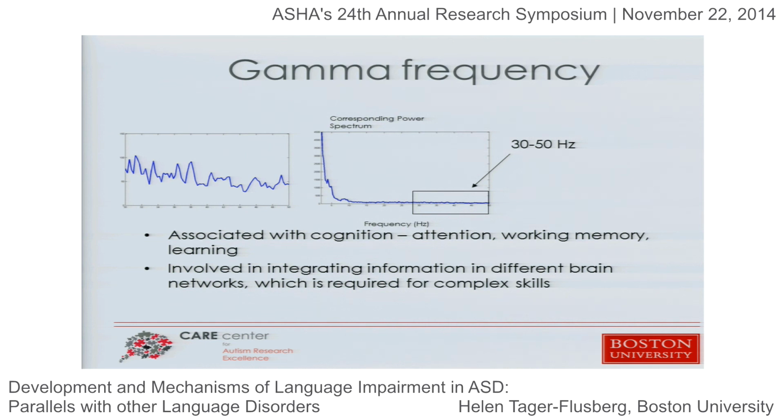Well, because it's electrical activity in that power spectrum that reflects general aspects of cognition, broadly, attention, working memory, learning, and also language. So it's just one of those kind of pretty important power spectra. And it's involved in integrating information in different brain networks, which is required for complex skills, more broadly defined. The gamma frequencies that we're picking up are actually picking up local circuitry. This is not long-range, whole brain gamma frequency.